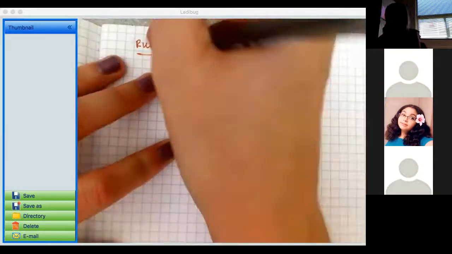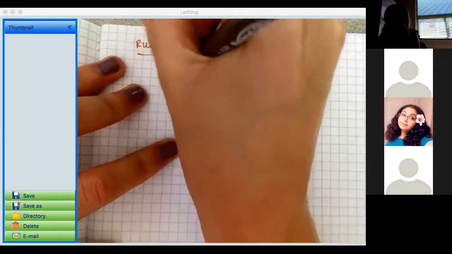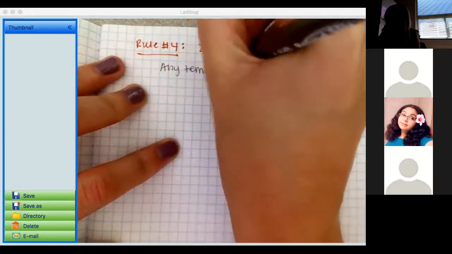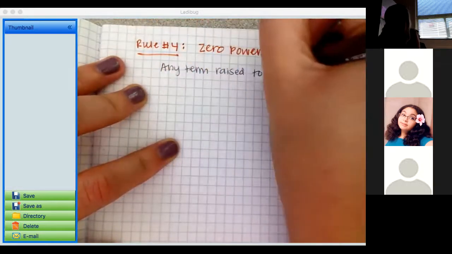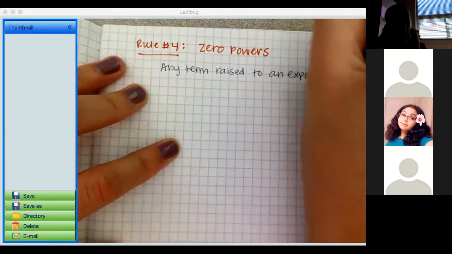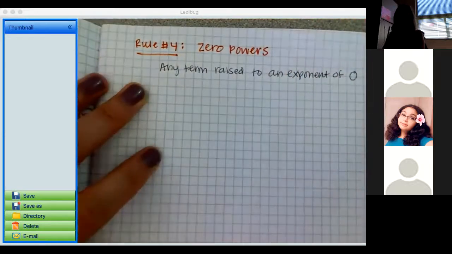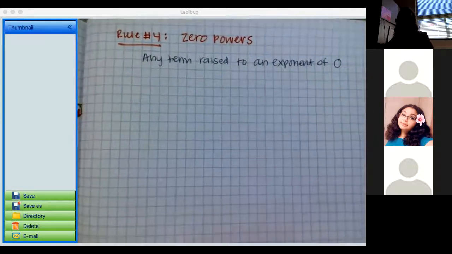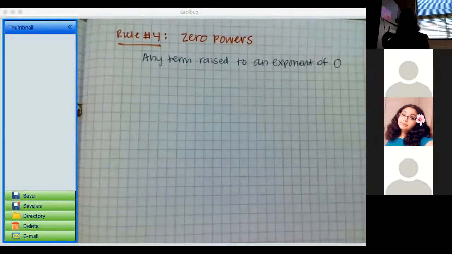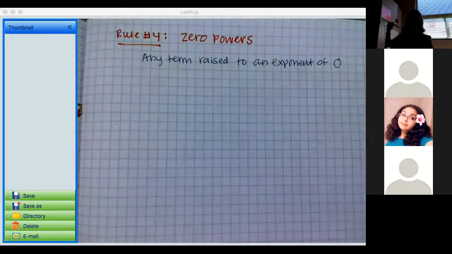All right, a 0 power. Any term raised to an exponent of 0. So you did learn this last year. I asked y'all about these yesterday and y'all were like, I don't think we learned that. You didn't know there were this many rules?